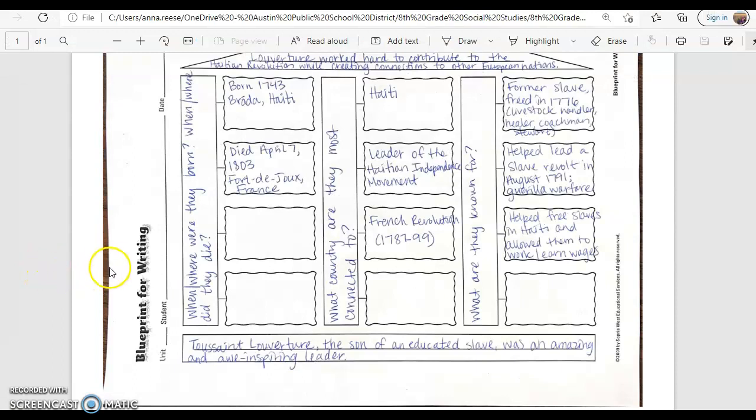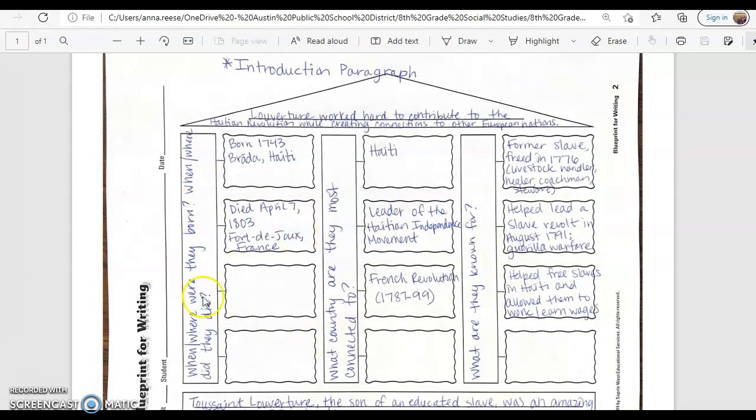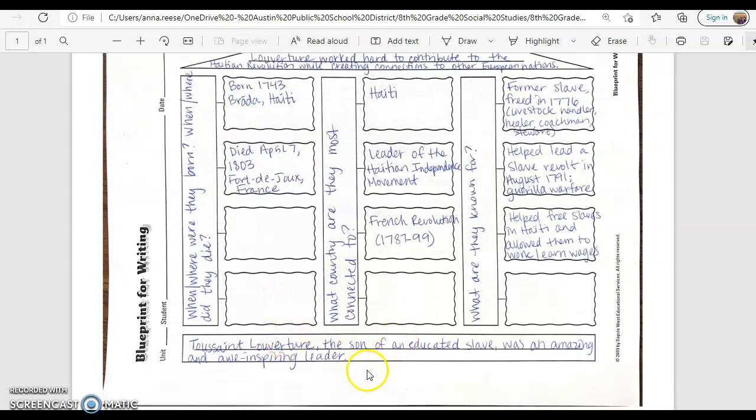So moving on to my blueprint for writing, this is how I filled out my information about Toussaint Louverture. So I wrote down here a topic sentence. I said Toussaint Louverture, the son of an educated slave, was an amazing and awe-inspiring leader. Now, this topic sentence is going to lay a foundation, just like this house does, for my paragraph. Okay, so we know that he was the son of an educated slave and he was a very good leader. So I used some adjectives there.